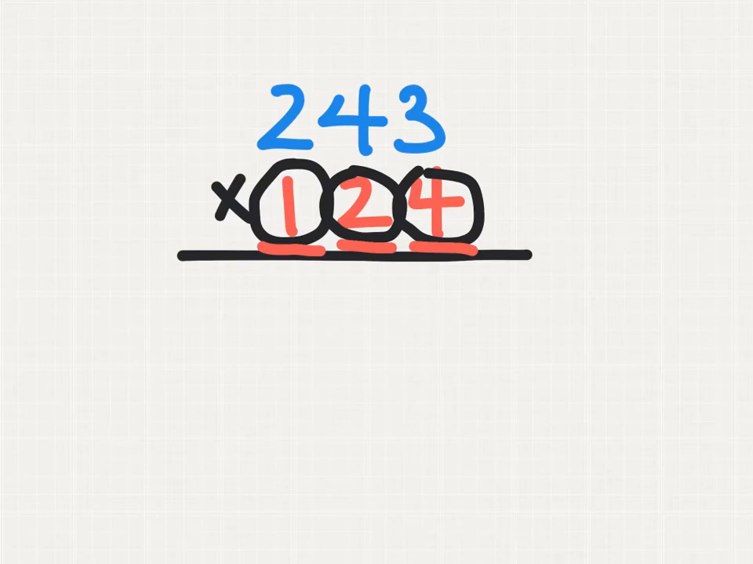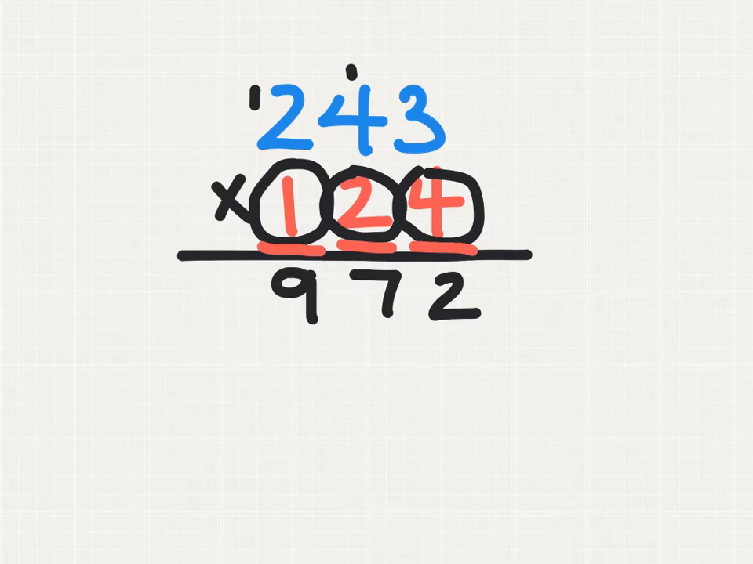4 times 3 is 12. We bring down the 2, carry the 1. 4 times 4 is 16, plus the 1 is 17. Bring down the 7, carry the 1. 4 times 2 is 8, plus the 1 makes 9. We are now done multiplying by the 4. Since the 2 is in the tens place, we're going to put a placeholder in the ones.